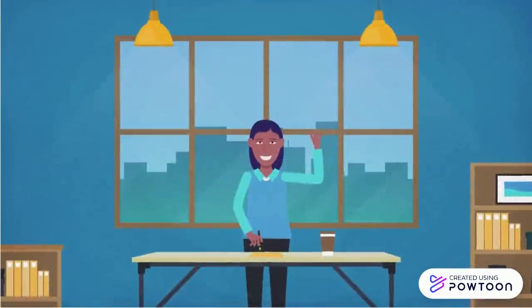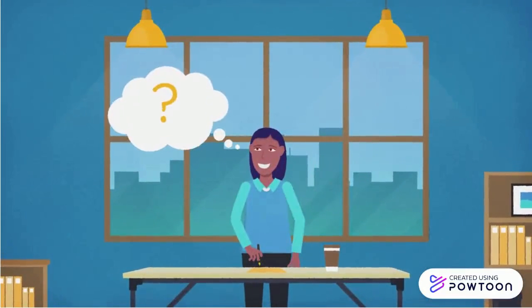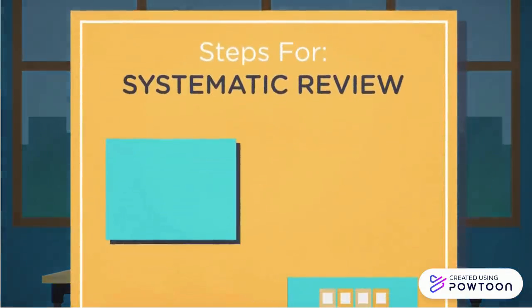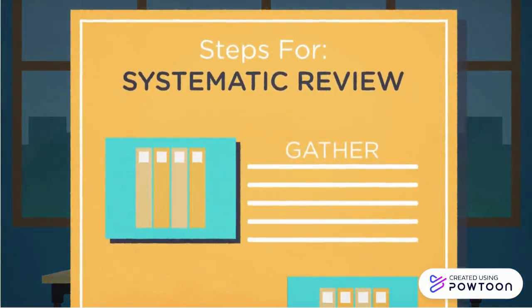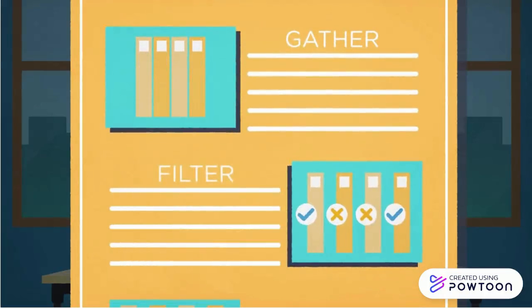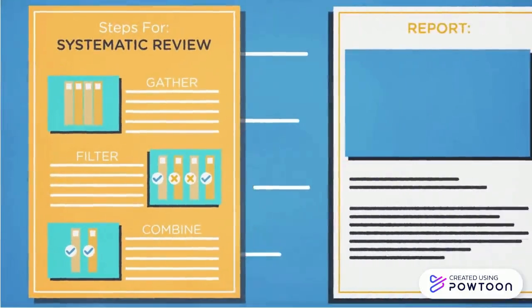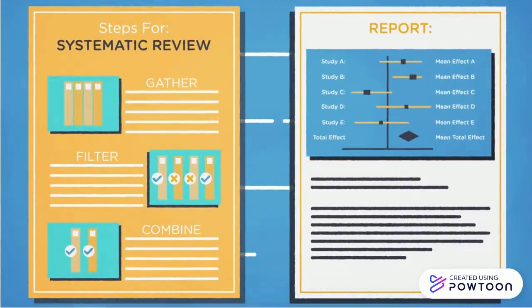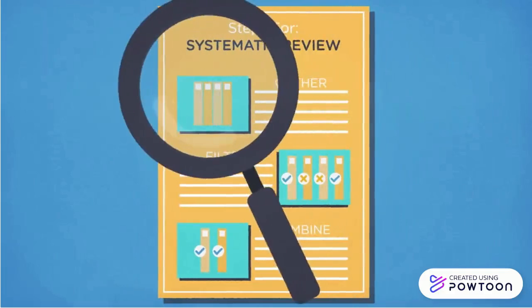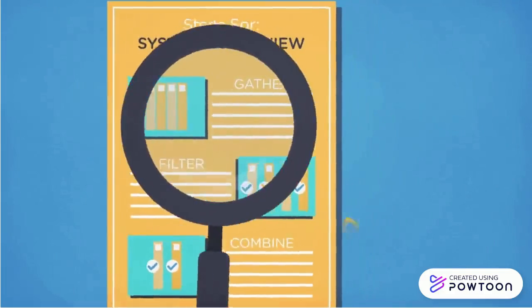From a distance, the steps of a systematic review look pretty basic. To answer a question or a series of questions, you just gather all the information that exists, filter out the information that doesn't apply to your question, then combine it all together into a report about existing evidence and research gaps. But let's take a closer look.